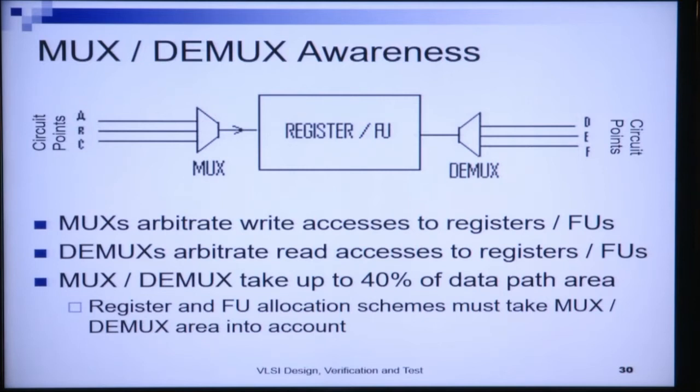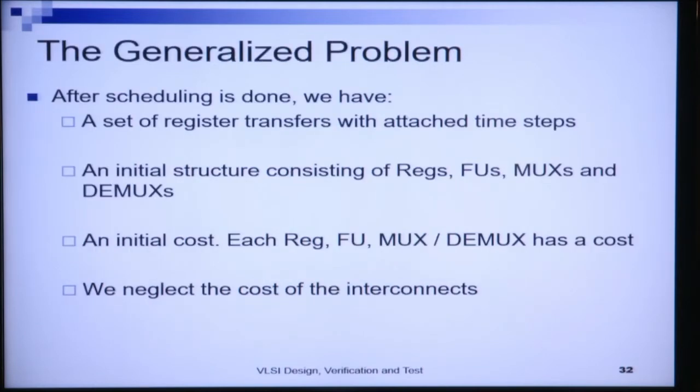For example, here we have three circuit components, circuit points, which feed their output to the registers and muxes. And the outputs of these registers and muxes again go to circuit components D, E, F. And the demuxes arbitrate read accesses to registers or functional units, and mux and demux take up to 40% of the data path, and hence their allocation problems cannot be ignored. With this, we come to the generalized problem.